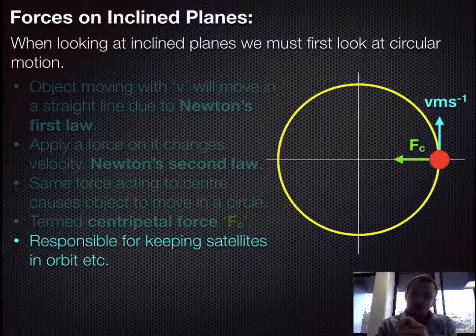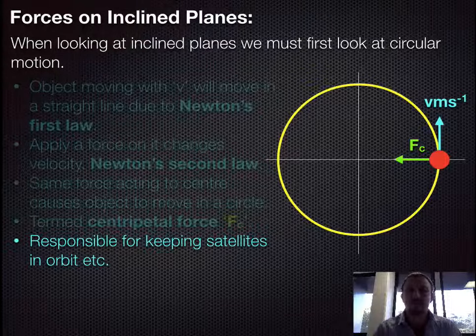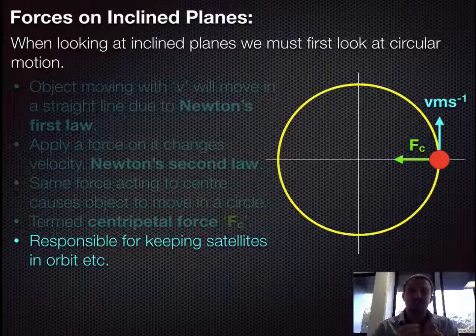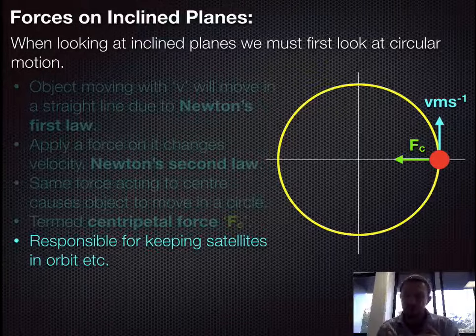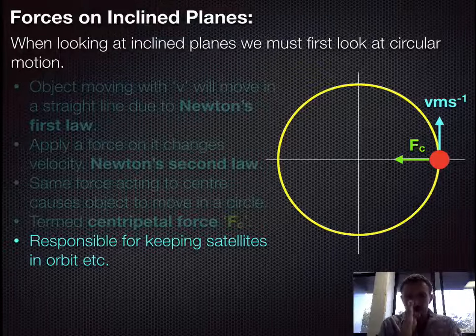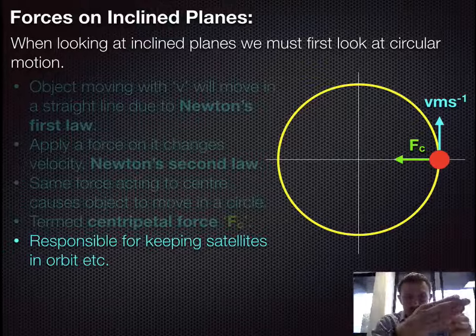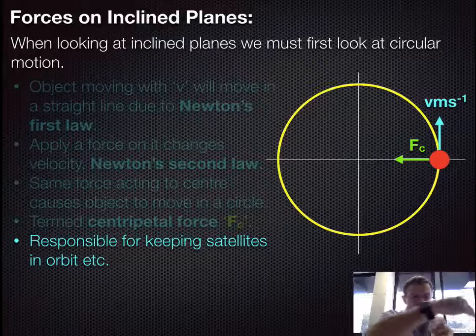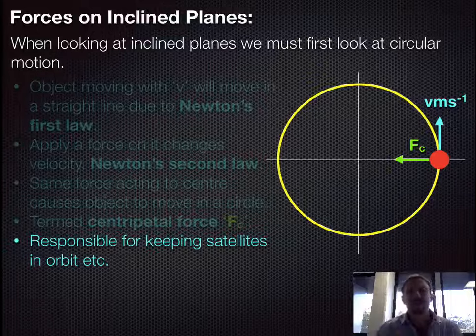Now this pull on the straight line velocity causes a vector change, and as a result it will curve round. So the velocity is going in a straight line, then it's pulled a little bit, which changes the velocity. It goes in a straight line again, pulled again, and again. The result is we get a circular path.